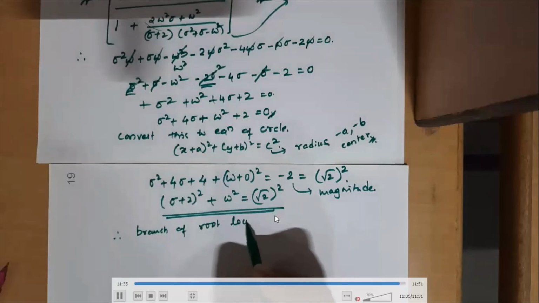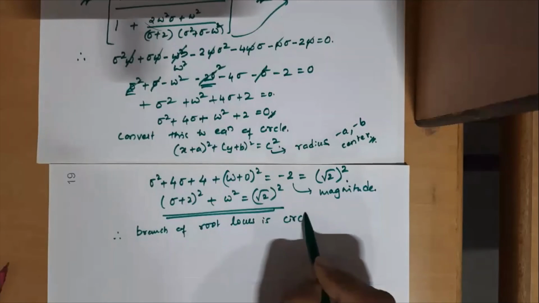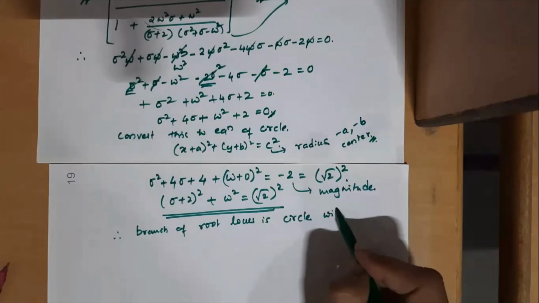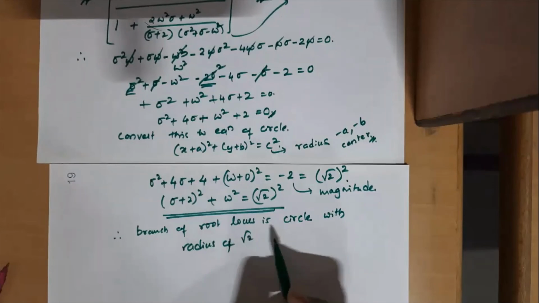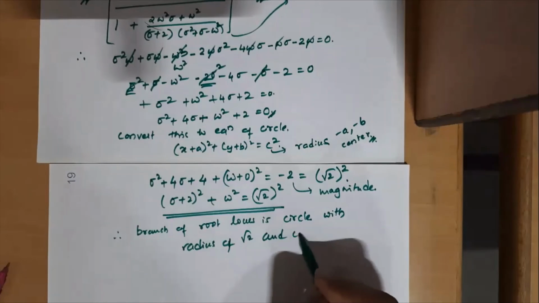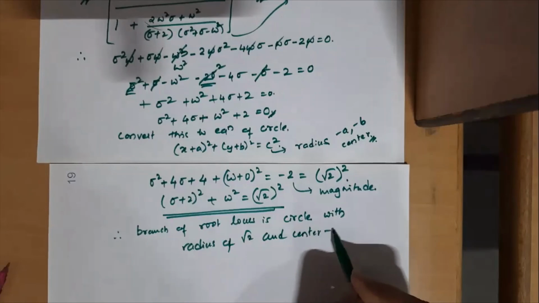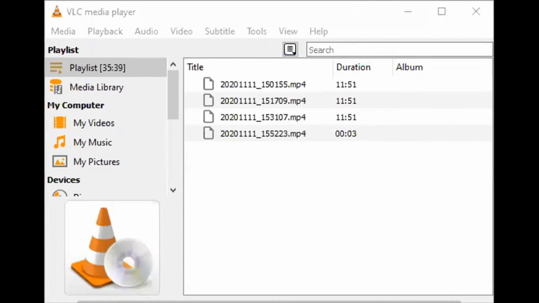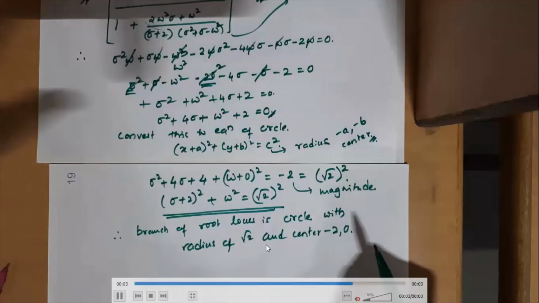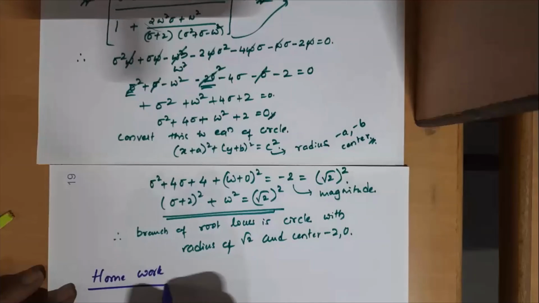So ultimately we have come up with the expression for a circle. So this is therefore the root locus is a circle with a radius of square root of 2 and a center of minus 2 and 0. Minus 2 and 0. Fine. So that's it for today's class.